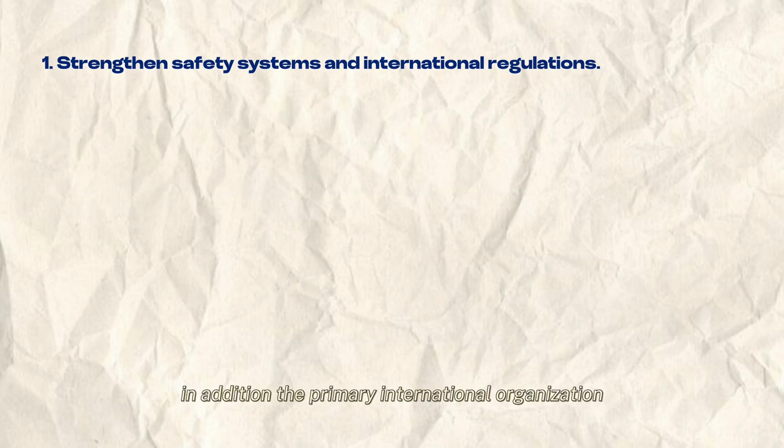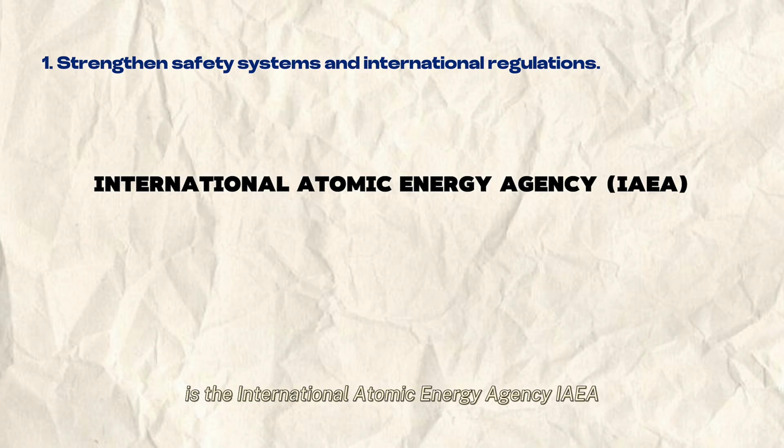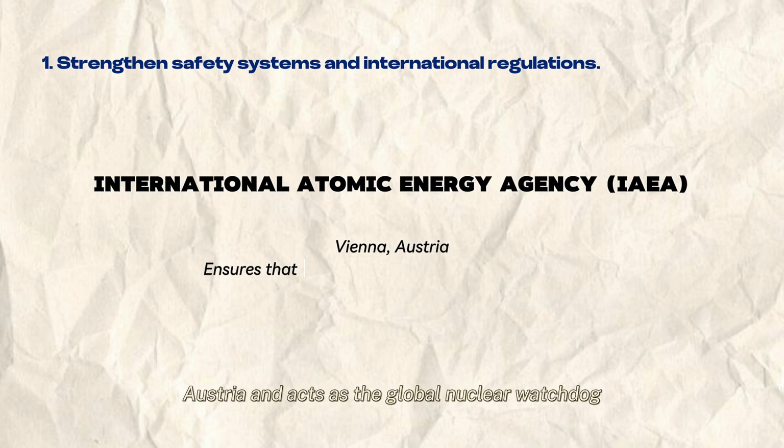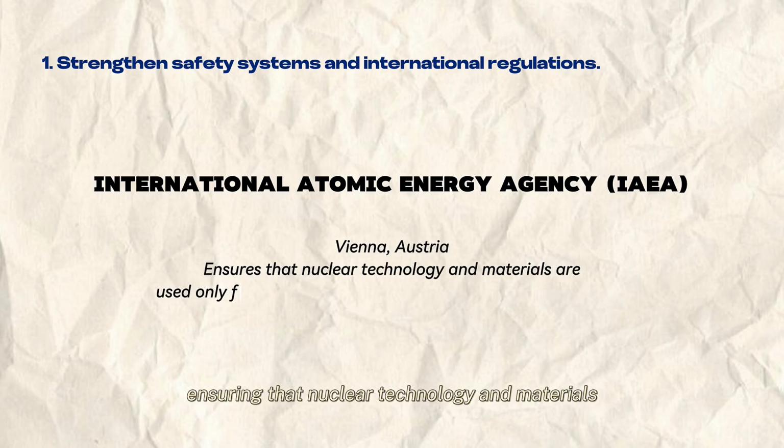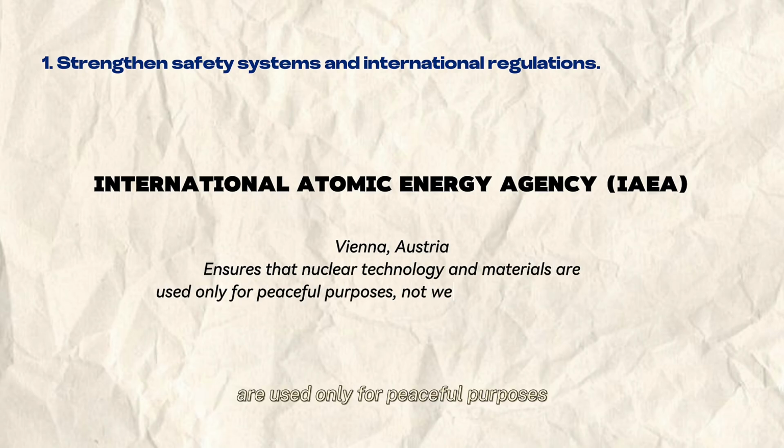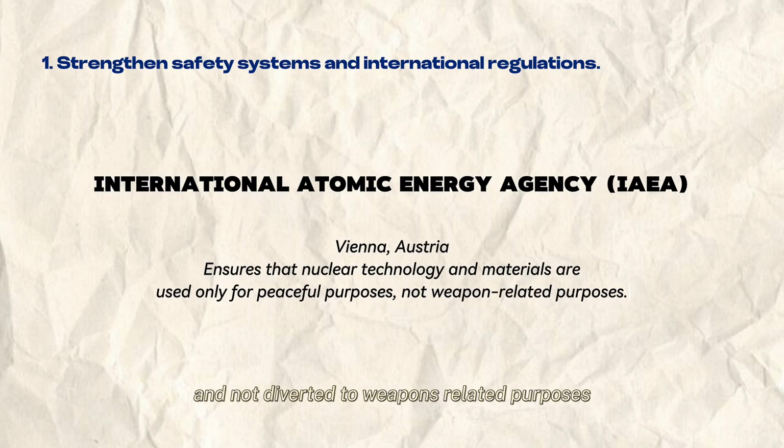In addition, the primary international organization for all nuclear activity worldwide is the International Atomic Energy Agency, IAEA. It is headquartered in Vienna, Austria, and acts as the global nuclear watchdog, ensuring that nuclear technology and materials are used only for peaceful purposes and not diverted to weapons-related purposes.